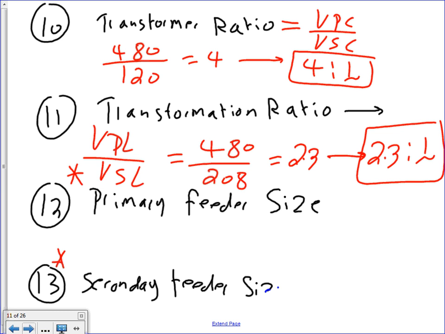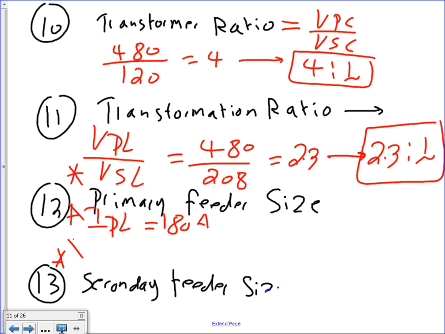Number 12 is primary feeder size. We need the feeder size. Here's what we need to do: we have to size it based on I primary line equal to 180 amps.